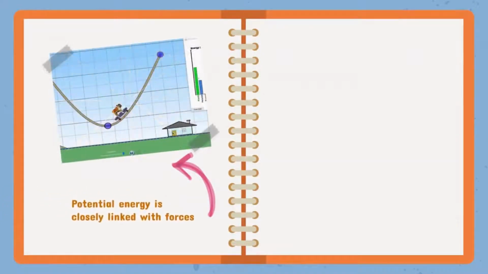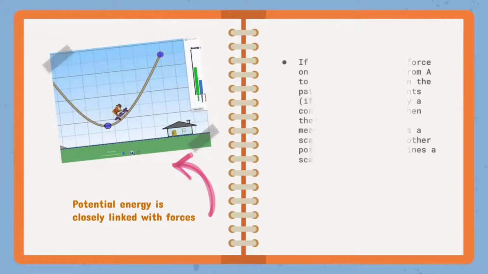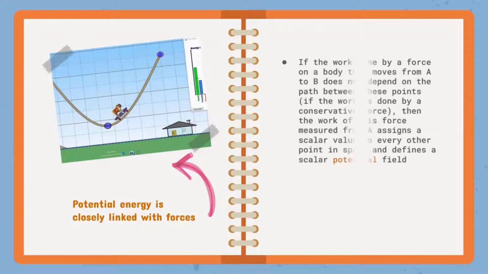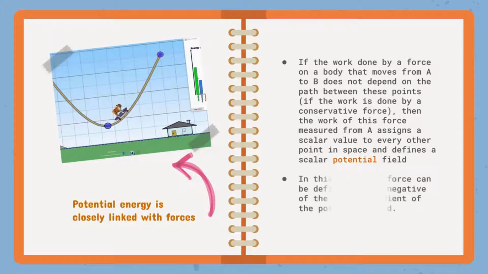Potential energy is closely linked with forces. If the work done by a force on a body that moves from A to B does not depend on the path between these points, then the work is done by a conservative force. The work of this force measured from A assigns a scalar value to every other point in space and defines a scalar potential field. In this case, the force can be defined as the negative of the vector gradient of the potential field.